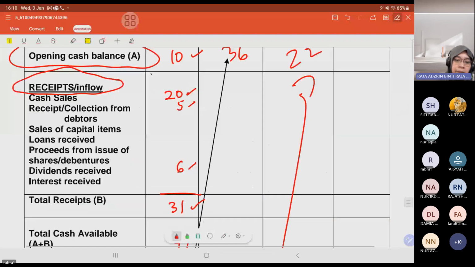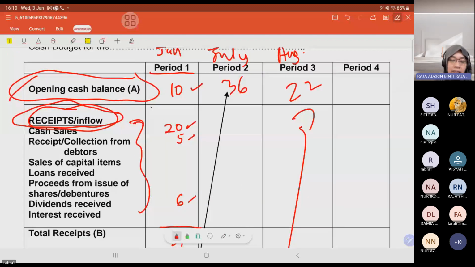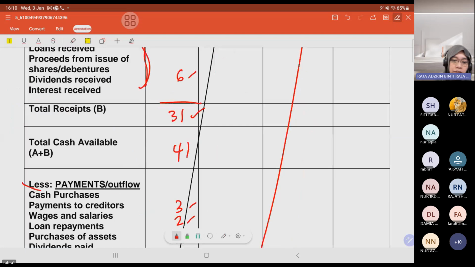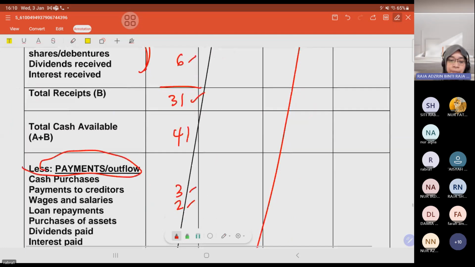You start from opening, have your receipts. Receipts ni depends lah. Ini saya simply put in. Tak semestinya all these items will be in, depends on the question. But these are the examples of receipt. This one is the examples of the payment or outflow.